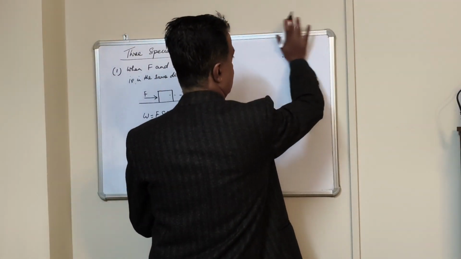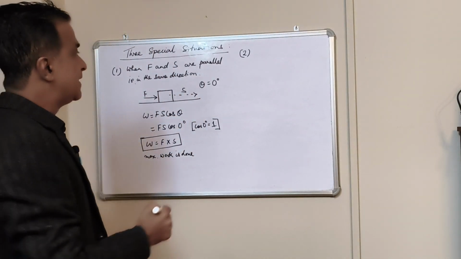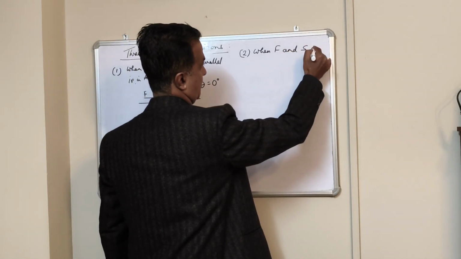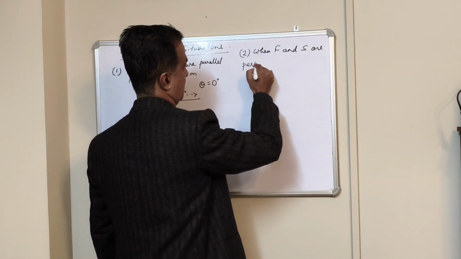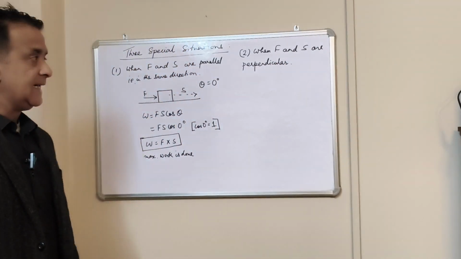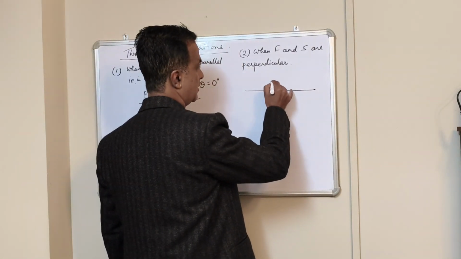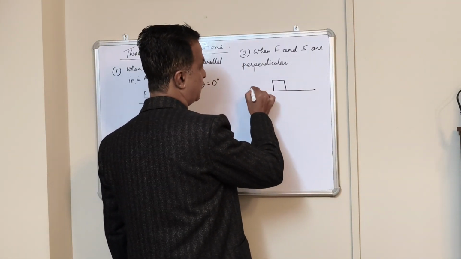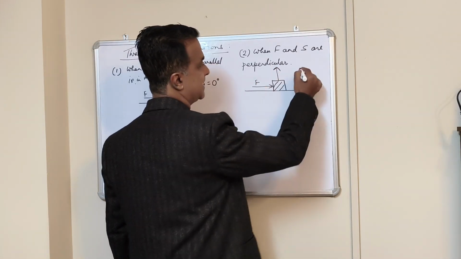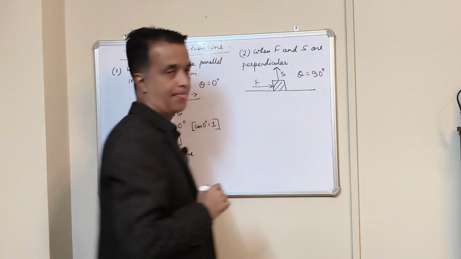Now the second situation, situation number 2: when force and displacement are perpendicular, meaning the angle between the two will be 90 degrees. So now we have a situation where, supposing force is being applied on this body and the displacement is at 90 degrees. This is the displacement. So theta, the angle between the two, is 90 degrees.